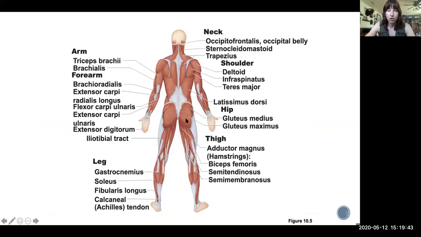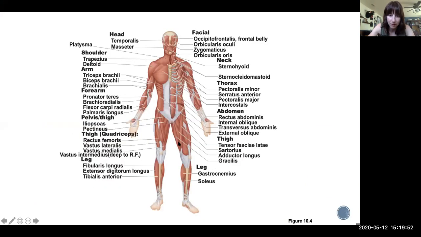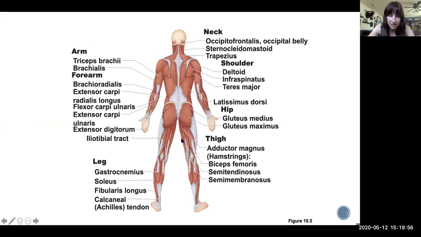Okay, so gluteus maximus, gluteus medius, and then moving down, we can see the gracilis from the posterior. I don't have it labeled here, but this is the gracilis again, right? So that's like this guy all the way over here. We can see the gracilis.